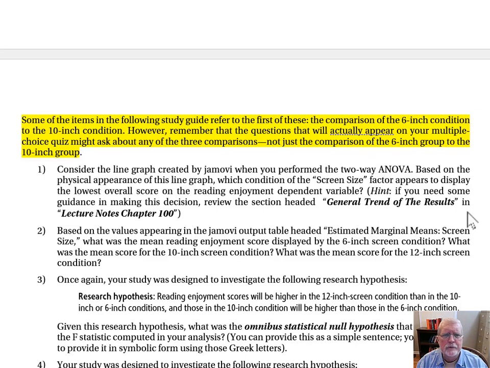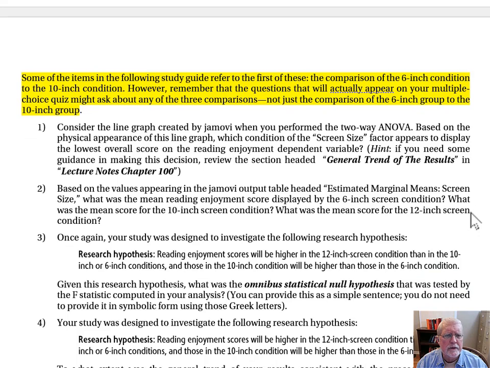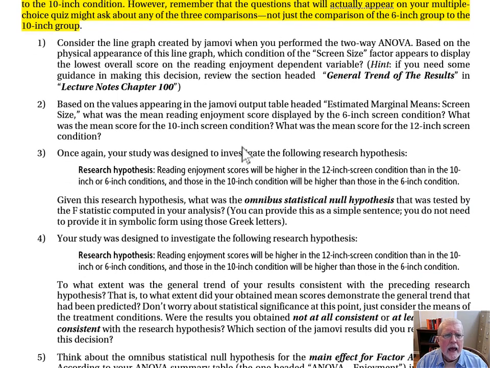What kinds of questions do you need to worry about for the upcoming multiple choice quiz? I'll give you just a quick sample. Your study was designed to investigate the following research hypothesis. Reading enjoyment scores will be higher in the 12-inch condition than in the 10-inch or 6-inch condition. Those in the 10-inch condition will be higher than those in the 6-inch condition. Given this research hypothesis, what was the omnibus statistical null hypothesis that was tested by the F statistic computed in your analysis? You can provide a simple sentence. You do not need to provide it in symbolic form using Greek letters. That's the kind of question you can expect.